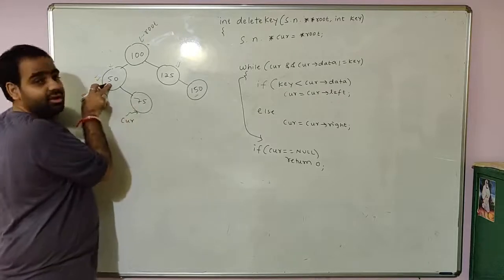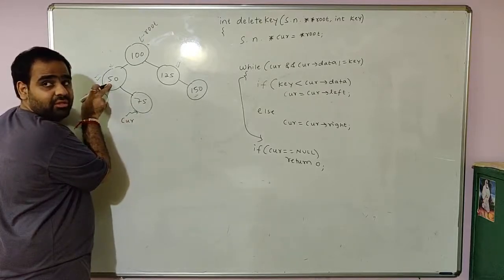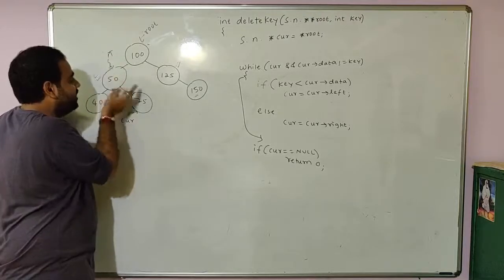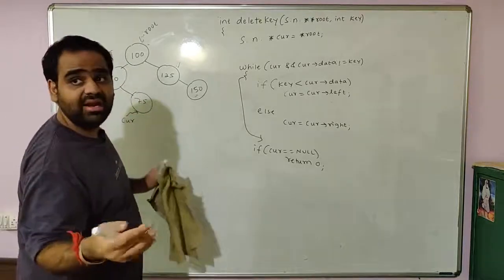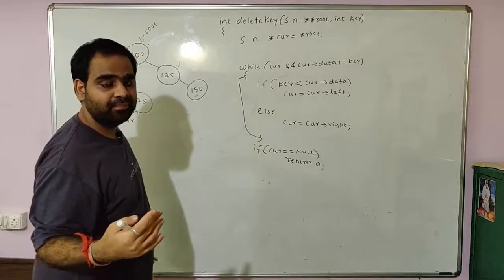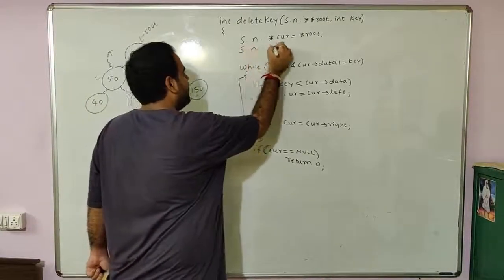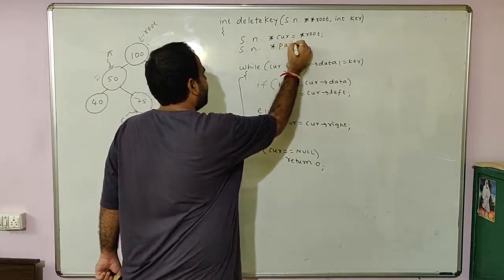I need a pointer to 50 as well, right? Because 50 is parent of 75. That means if I have a parent over here, I can say parent arrow right is equal to null. Are you getting it? Therefore, we need one more pointer, and let us take that one more pointer as parent.